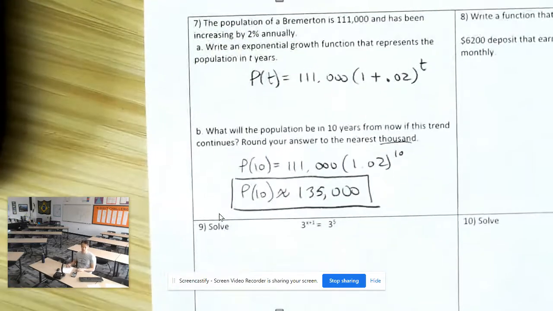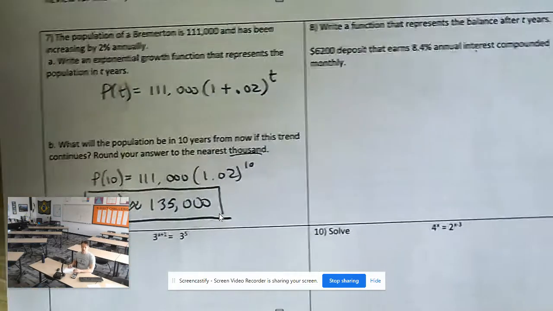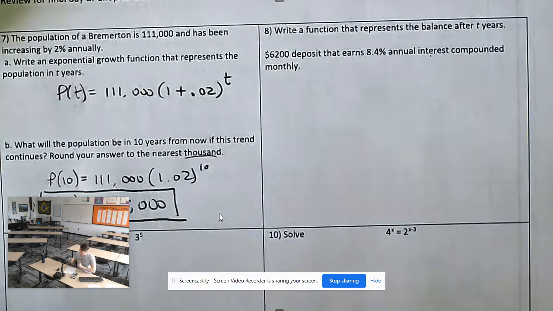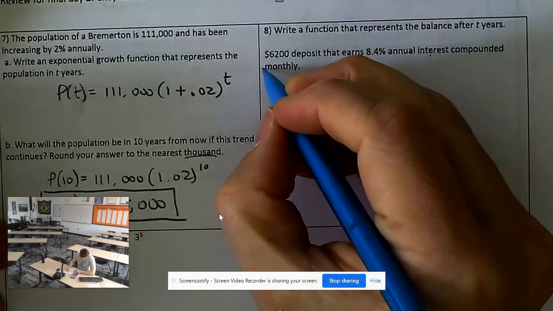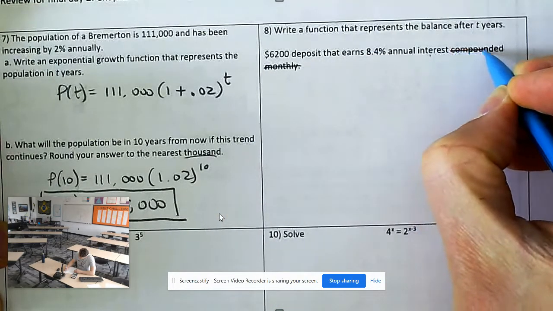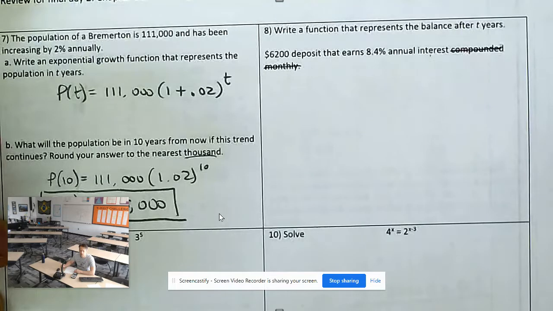Pretty easy if you know how to use that formula. Write a function that represents the balance after 2 years. You're earning 8.4% annual interest compounded monthly. Oh, no, erase that. Oh, shoot. We didn't talk about compounded monthly this year. We only did compounded yearly. So we'll do yearly. I'll make sure I tell Mrs. G about that. Write a function that represents the balance after 2 years.